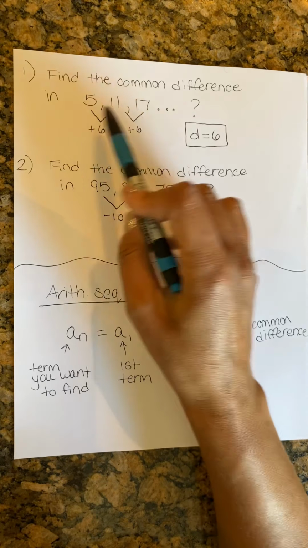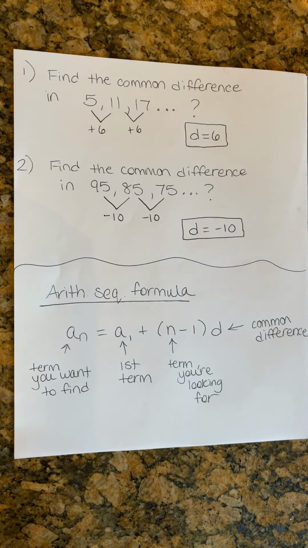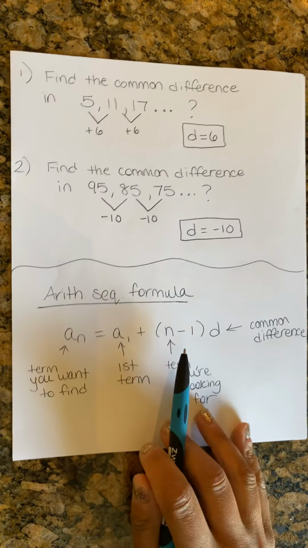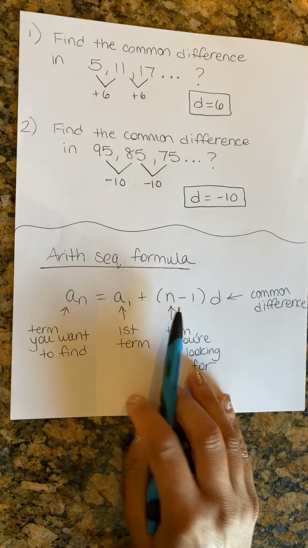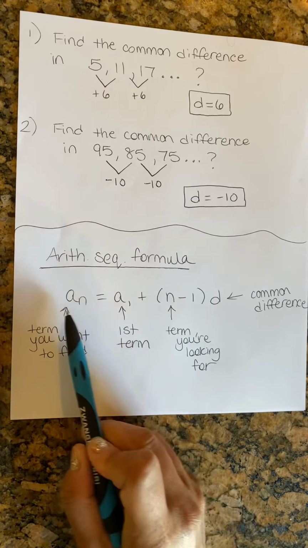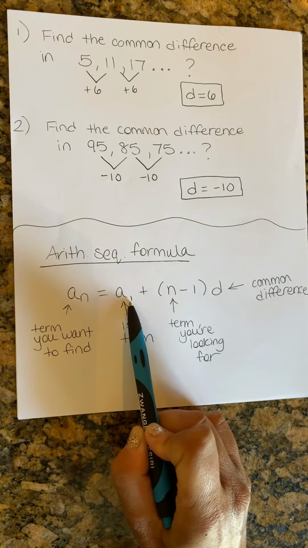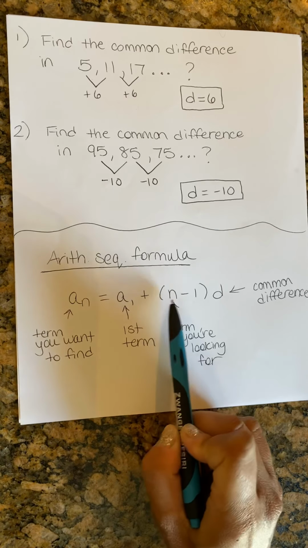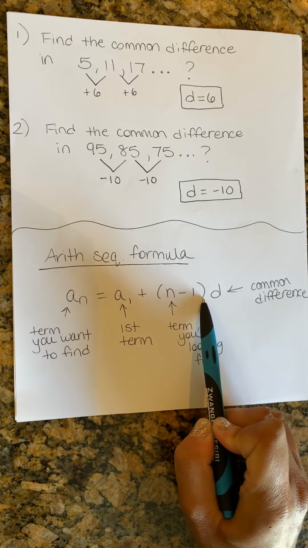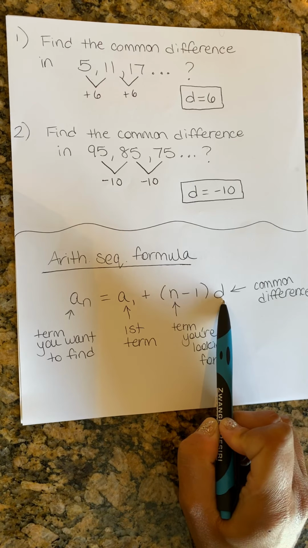So yeah, if you wanted to, you could sit there and list out all the numbers, but sometimes it gets to be a lot of numbers that you're adding. So that's where there is a formula that you can use. It's called the arithmetic sequence formula, and it's right here. So it says a_n equals a_1 plus parentheses n minus 1, close the parentheses, times d.